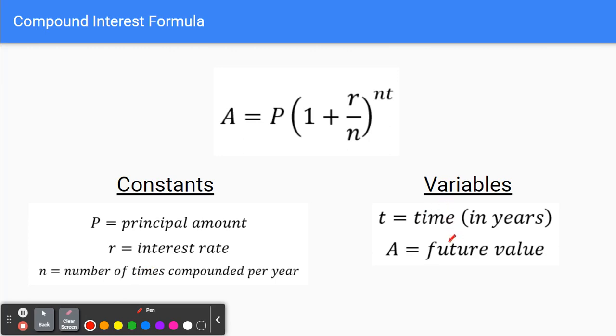The variables that are a part of our equation are time, measured in years, and the output is future value. So that is the future value of your savings account or your investment. That's what it will be later after all the interest has been gathered.